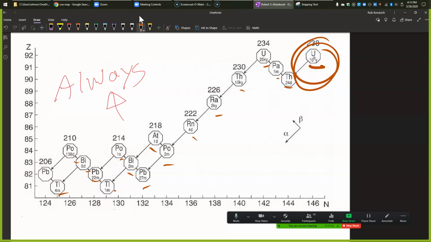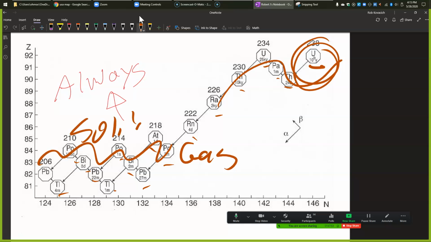Why is radon weird? Isn't it a gas? It's a gas. All the rest of these things are solids. So this is happening in the soil. Okay? But I don't care about this thing right here. Why? It's a solid in the soil. It doesn't have access to me.